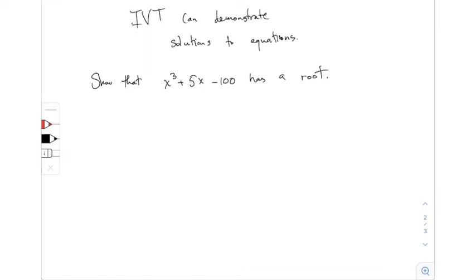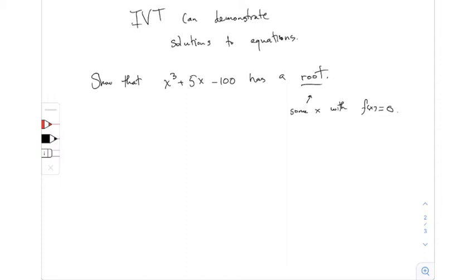This is a polynomial, so it is a continuous function, right? Now, the word root used in this context just means some value x with f of x equals 0. This actually doesn't really have anything to do with square roots or other kinds of cube roots. The root of an equation just means some value in the domain which makes the equation equal to 0. All right, can we show that this has a root?